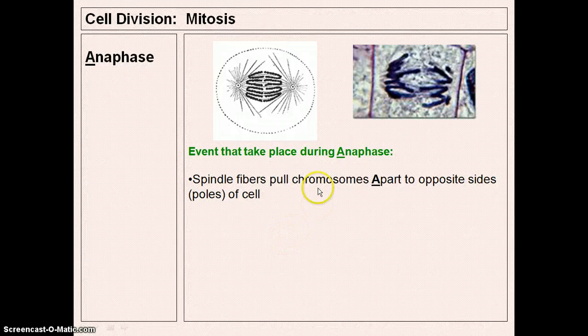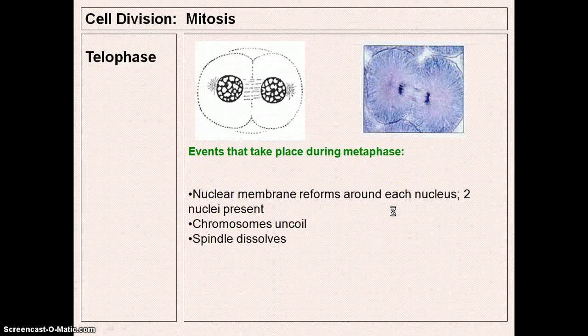So remember, when I showed you a chromosome, one half was one copy and the other half was the other copy of the DNA. So now we're pulling the 2 copies apart. That's going to make sure that one copy goes to one cell and one copy goes to the other cell. And then telophase is really the opposite of prophase.